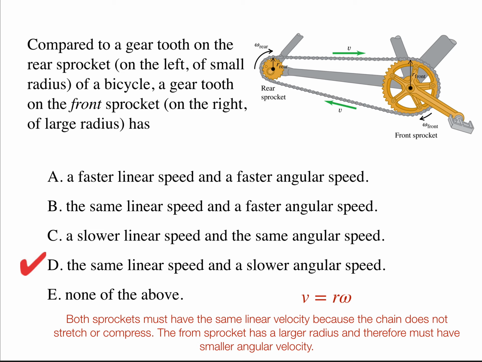All right, so the answer here is D. Both of these sprockets have the same linear speed, but the front sprocket has a slower angular speed. All right, that has to be true. If both sprockets have the same v, same linear speed, but the front sprocket has a bigger r, it must have a smaller omega. Okay, so the front sprocket will be traveling at a smaller angular velocity. It'll be traveling a smaller amount of angle every second, but the edge of it is still moving at the same velocity as this one.